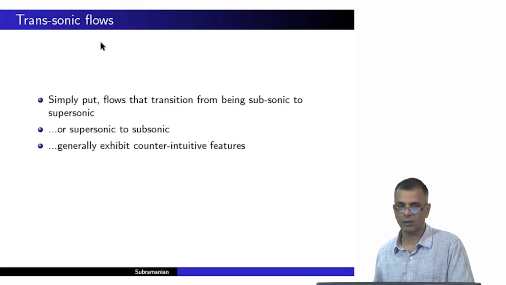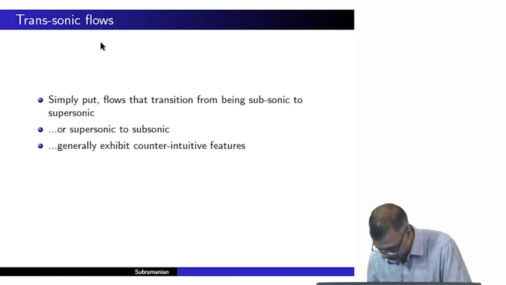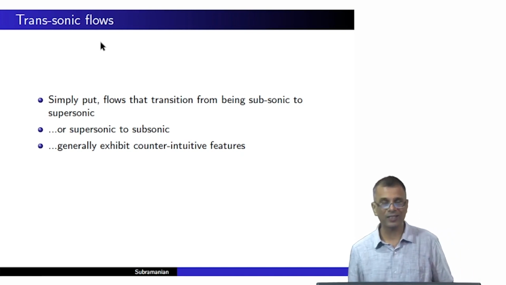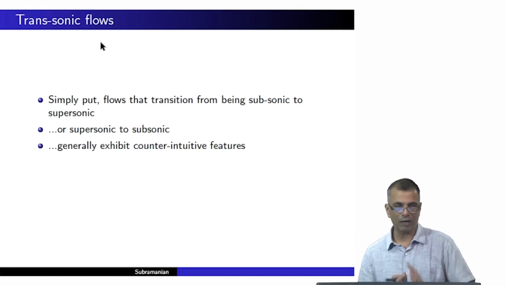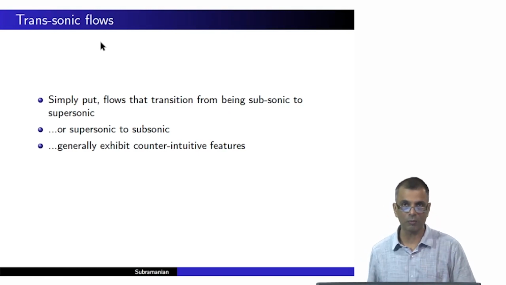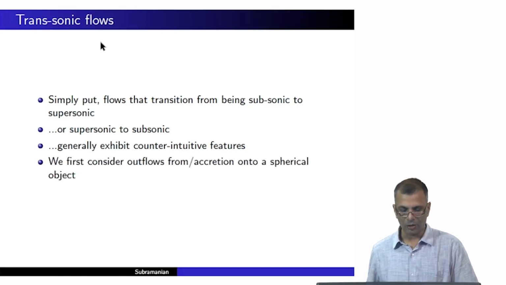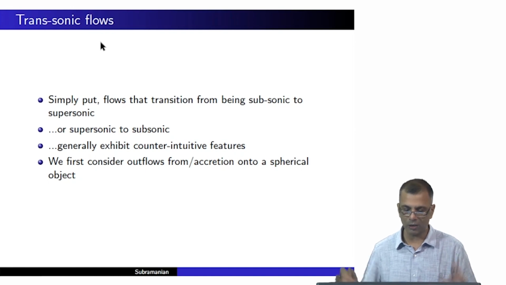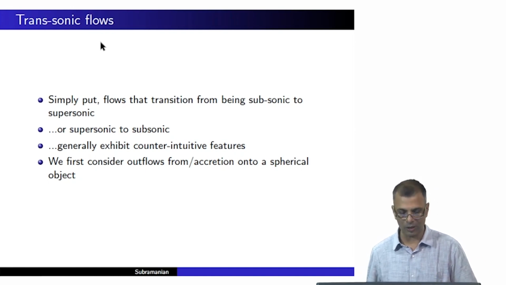We've seen, for instance, in our discussion of the de Laval nozzle, how some of these flows can be quite strange. The diverging nozzles lead to accelerating flows when they're supersonic, and so on and so forth. So we first consider outflows from or accretion onto a spherical object. Probably good to sketch this a little bit.